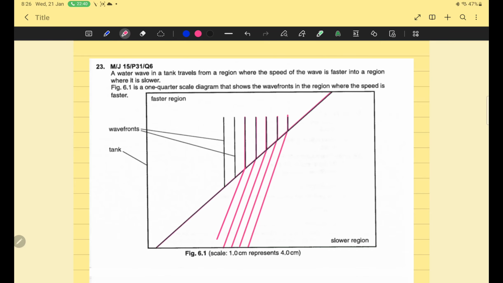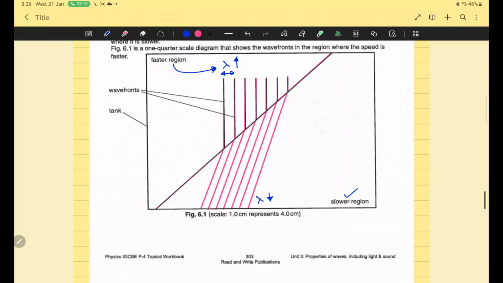So you should draw wavefronts like this, in which all the wavefronts are parallel to each other. You can see the separation between the wavefronts represents wavelength, and in the faster region, the wavelength is longer, and in the slower region, the wavelength is shorter. So the wavelength decreased.